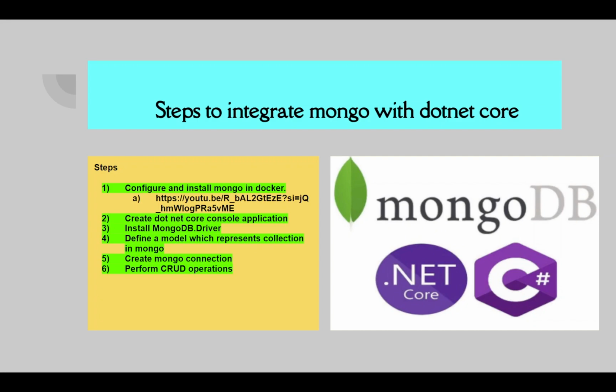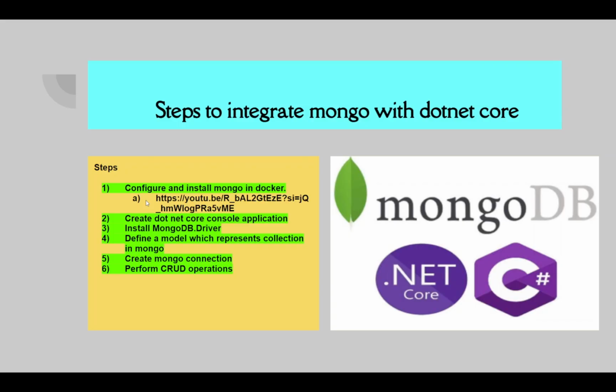So before jumping into the practicals, let's see the steps we need to follow when integrating MongoDB with .NET Core. Here there are 5 to 6 simple steps. The first step is to configure and install MongoDB in Docker. In my previous video, I extensively explained how to configure MongoDB in Docker so that you can use it in your Studio 3T. This is the link for the video. I'll also put it in the description of this video.